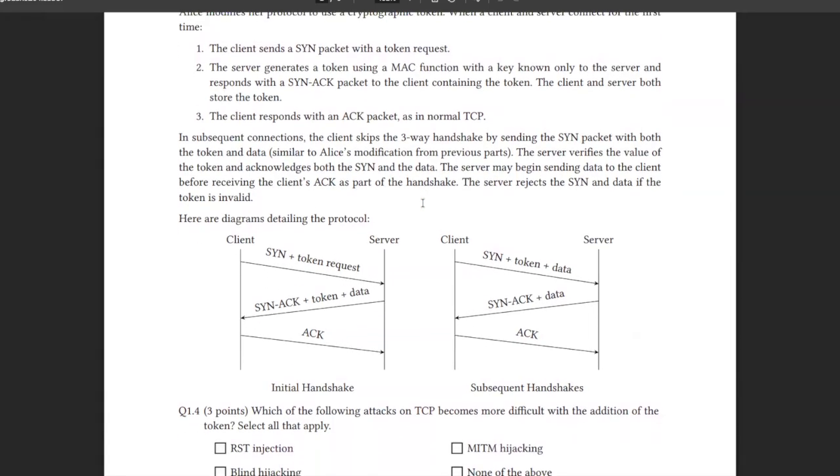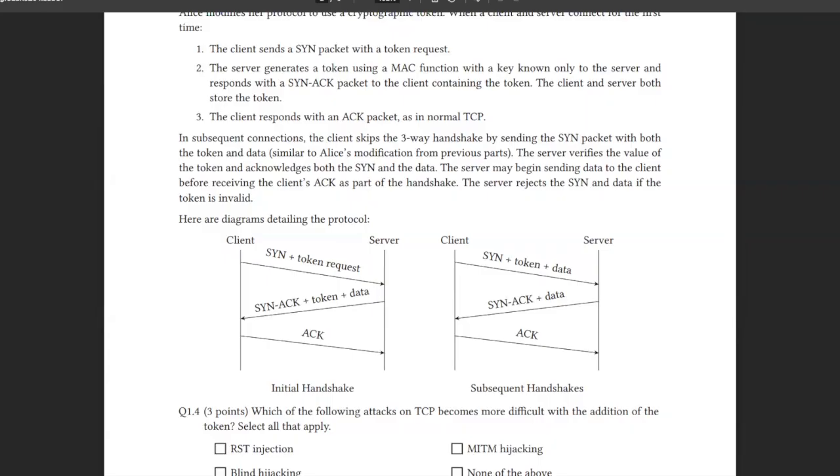And so where am I at? Okay, so if we look at the question, which of the following attacks on TCP becomes more difficult with the addition of the token? Do you have any idea? What's your reasoning? They don't have the token, so they can't just blindly. Okay, I see the intuition. That's almost correct. Do you have any other guesses?